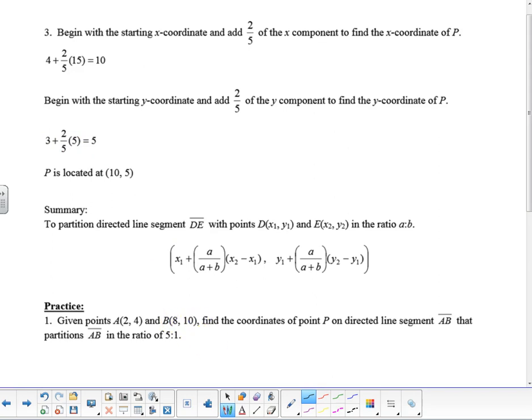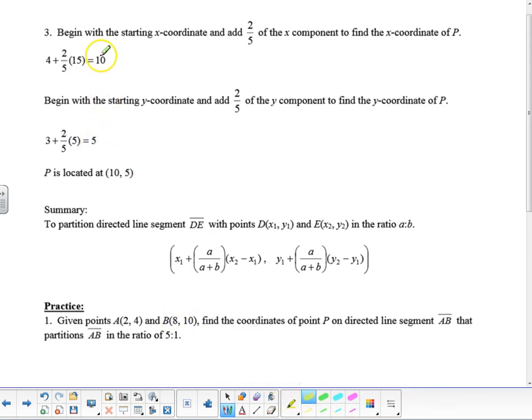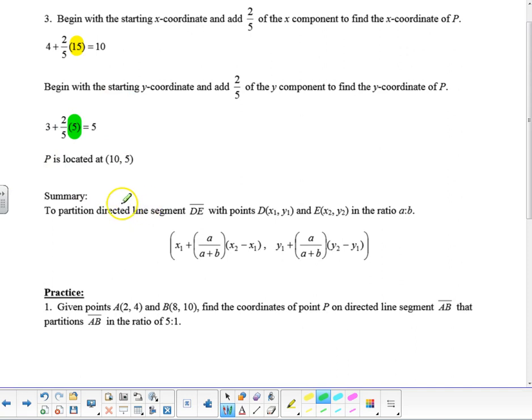Remember, how much did the y value change? Let me use the highlighters here to help you see. We had used yellow. The x component was 15. The y component was 5. All right, and that comes out to be 5. So P is located at 10, 5.